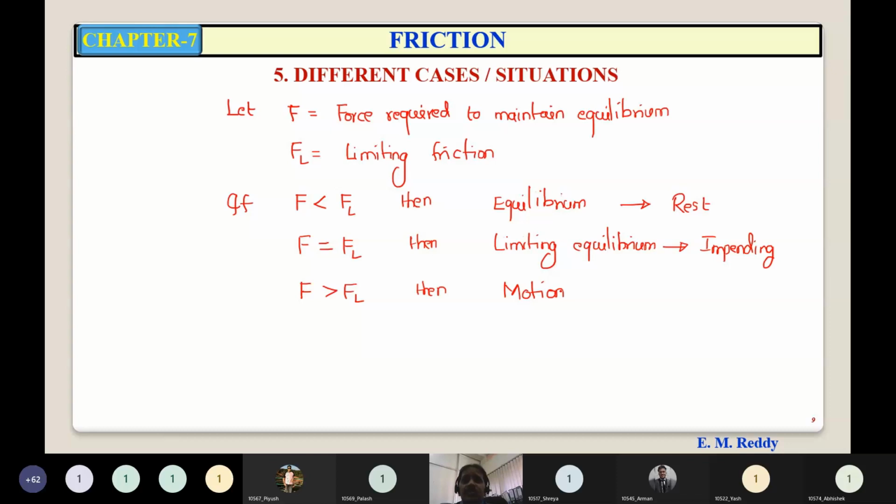If it is in motion, what is the magnitude of friction force? Coefficient of kinetic friction into normal reaction. If it is in limiting equilibrium, the magnitude of friction force is limiting friction, that is coefficient of static friction into normal reaction. If the body is at rest, the magnitude of friction force is equal to the applied force, the resultant force, you can say.